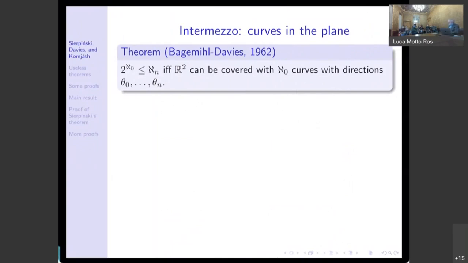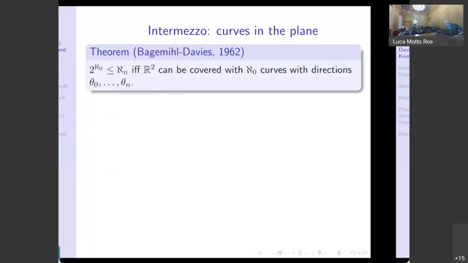And the Davies theorem: we can do the following, by saying that the continuum is at most aleph n, even only R2 can be covered with aleph-naught curves using n plus 1 directions, not n plus 2, n plus 1. Because it's enough to have the countable intersections to be understood.